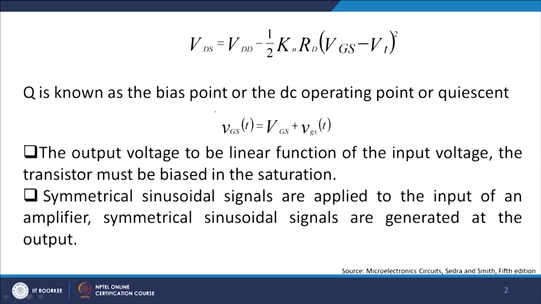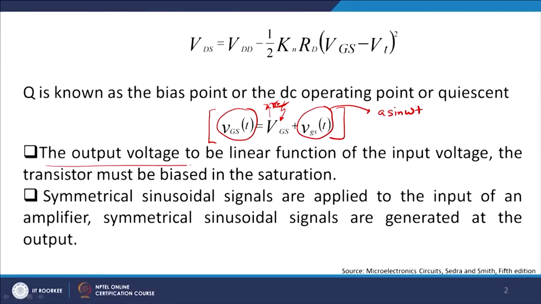That's what I was trying to tell you, and therefore if you look very carefully at this expression here, my overall gate to source voltage, which is a function of time, will be the DC bias VGS, which is the DC operating point, plus the input voltage. This is my time varying input voltage, maybe an A sin omega t sort of input voltage, and VGS is the fixed DC bias available to you, and you simply add to that and you get this. So, this is basically a small signal output. Now, for the output voltage to be a linear function of the input voltage, the transistor must be biased in saturation. This is the one single point which you should be very careful about.